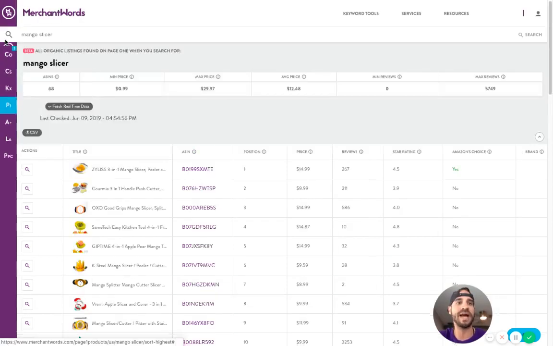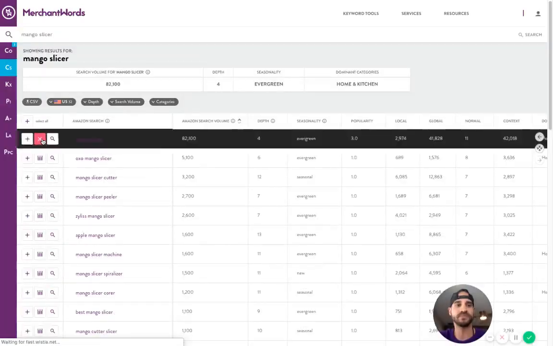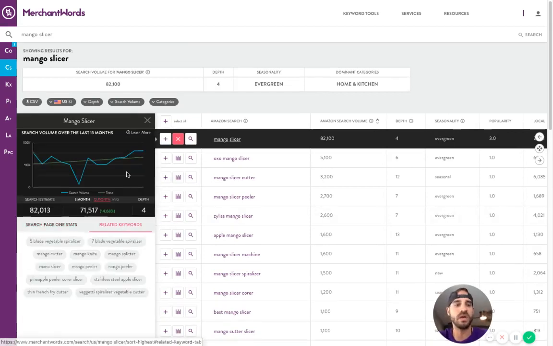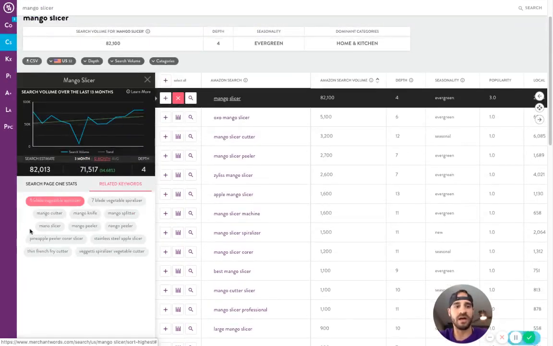Let's go back to the keyword history analysis panel. And there's one more thing I wanted to show you guys. It's our related keywords. So coming down here, you can also look at these for possible items to bundle with, and also other synonyms for your mango slicer. Like mango splitter, mango knife, mango cutter. These are all great keywords to put into your listing or for a PPC campaign.